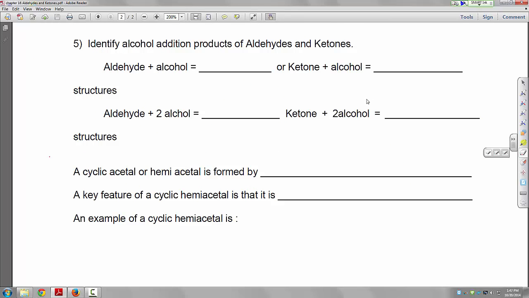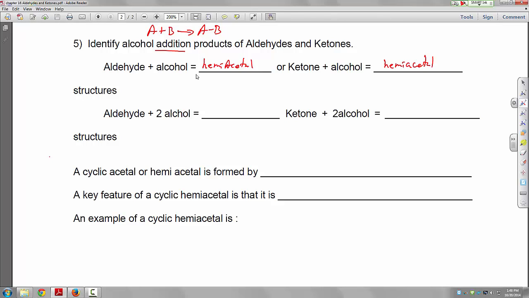Some other reactions besides just the oxidations, we have these addition reactions. Remember, an addition reaction, A plus B, they are added together, you get AB. So two reactants, one product. An aldehyde and an alcohol can combine to give you a hemiacetal, or a ketone and an alcohol likewise combine to give you a hemiacetal.